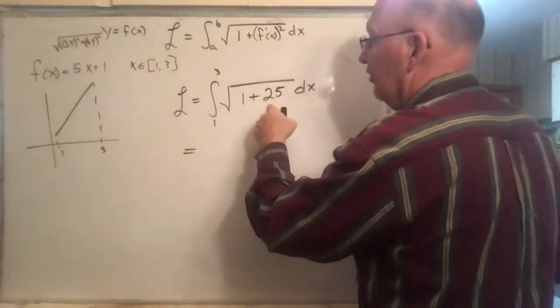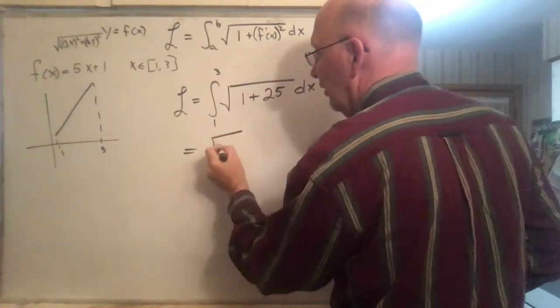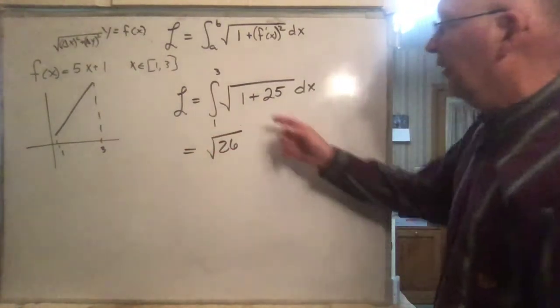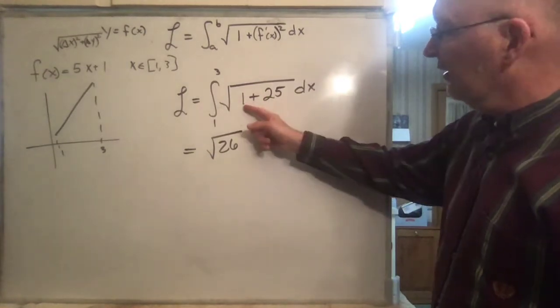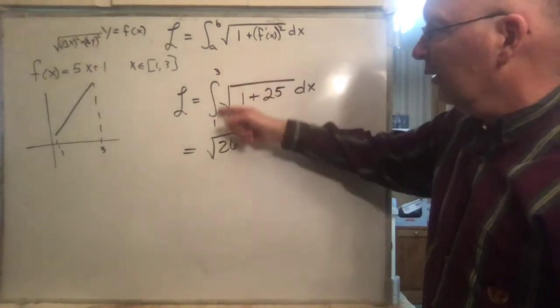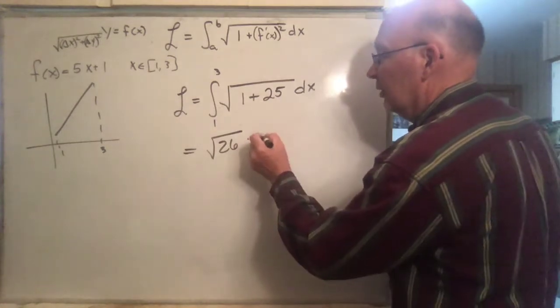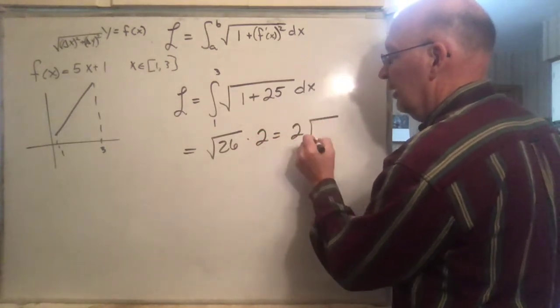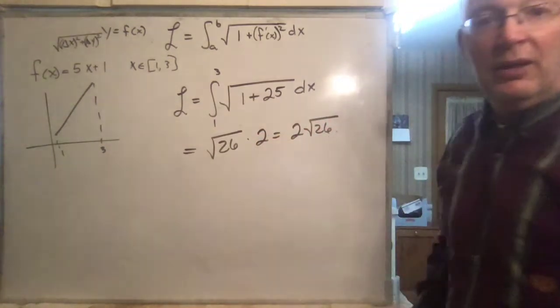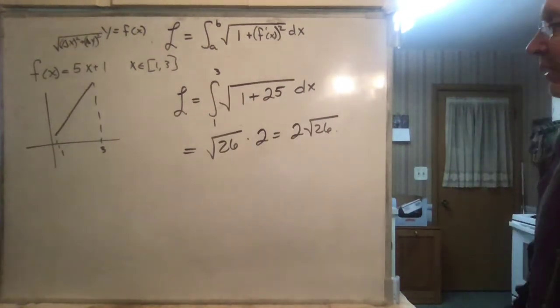And now this is the square root of 26, which is a constant. You can bring it out the front. And then you just have 1 dx. The antiderivative of 1 is just x. Evaluated from 1 to 3 is going to be 2. So there's the same answer we got before. Okay? So there you go. All there is to it.